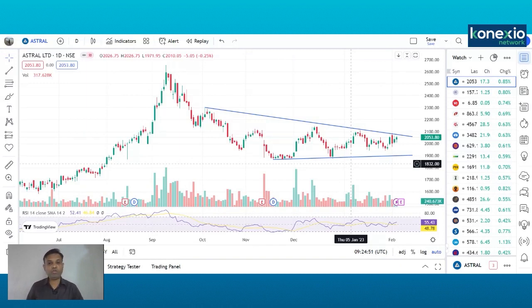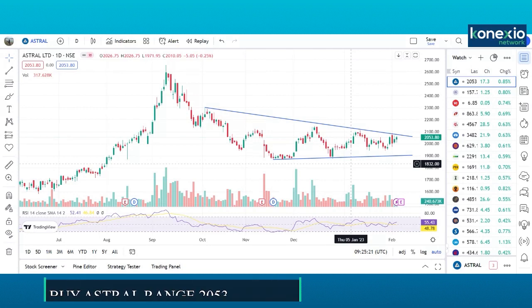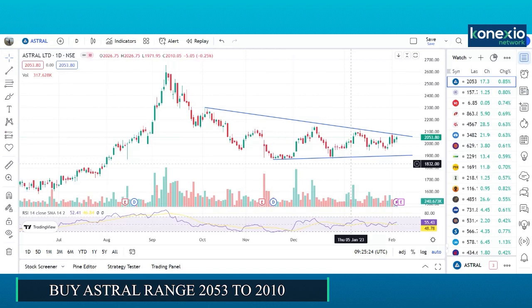So, long term investors and positional traders can buy or accumulate the stock in the range of 2053, which is the current market price, and on corrections to 2010, for an upside target of 2300 in the long run. If the momentum is very sharp, this target might come earlier, maybe in the next 4 to 5 months. But looking at this pattern, the stock has potential to give very good returns in the long term also. So as I said, long term investors as well as positional traders can buy the stock in the range of 2053 and on corrections to 2010 for an upside target of 2300.